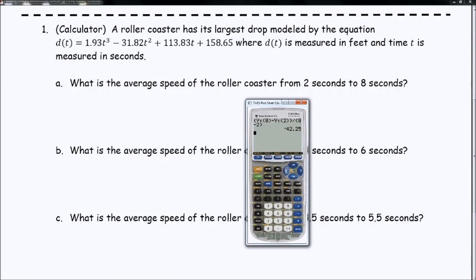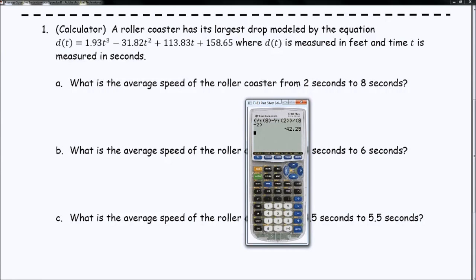So you have to be a little bit smarter than the calculator. It's giving us a negative answer. Well, if I'm talking about speed, does speed really care about direction? At this point it's telling me that my roller coaster is going down. Well, speed doesn't really care which way you go. It's the absolute value. And so you could just write 42, ignore the negative 42, and just write 42.25.